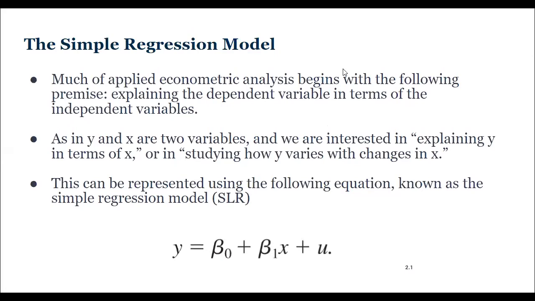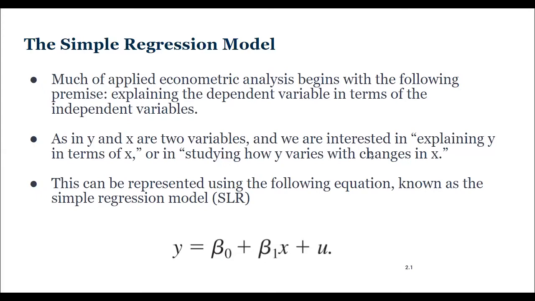So much of applied econometric analysis consists of explaining the dependent variable in terms of the independent variables. For example, if we take y as the dependent variable and x as the independent variable, econometrics is essentially explaining how y can be explained in terms of x. So how can this be captured in an equation?